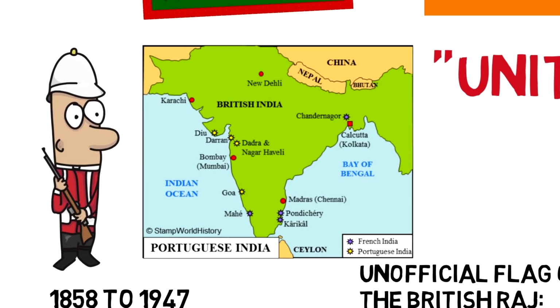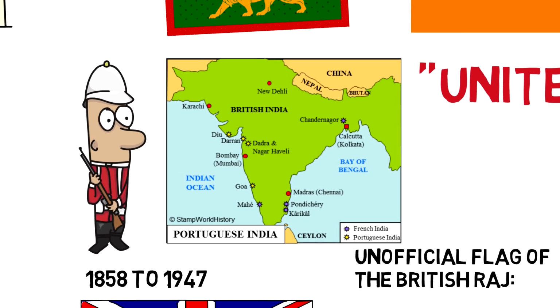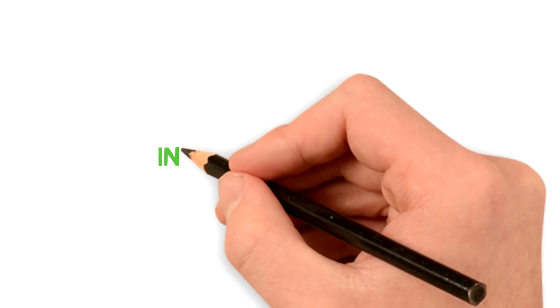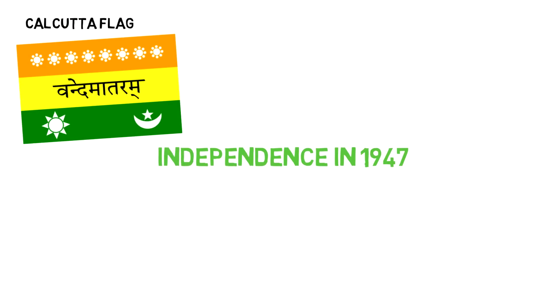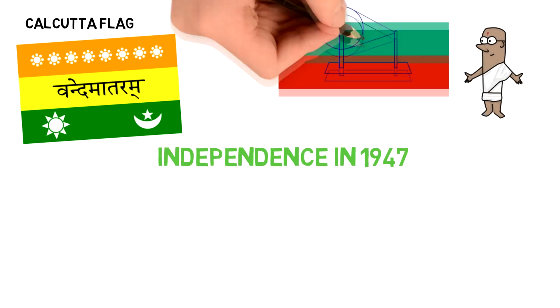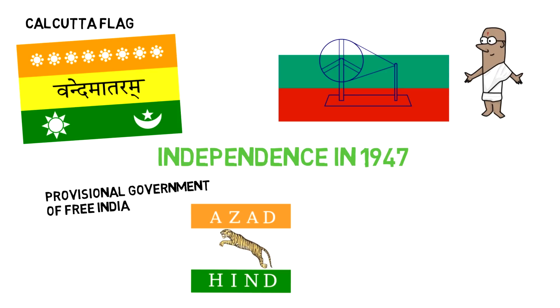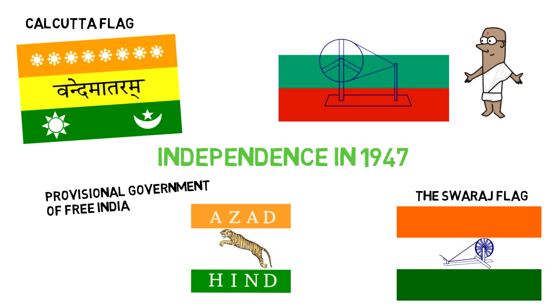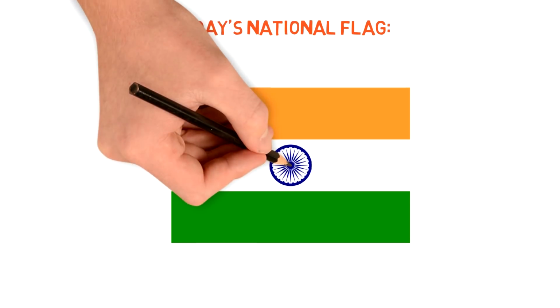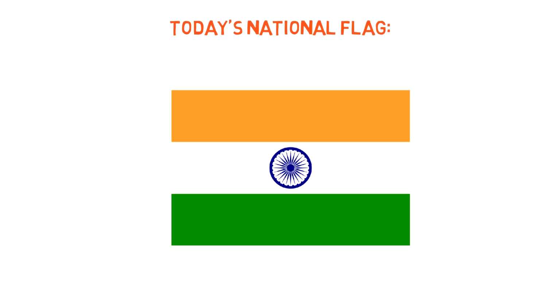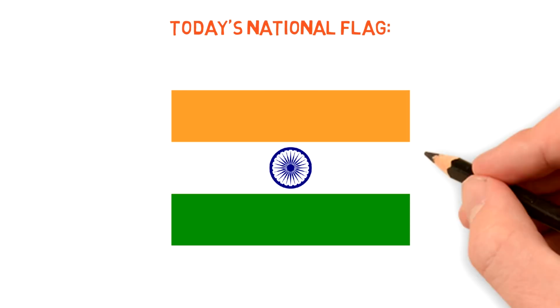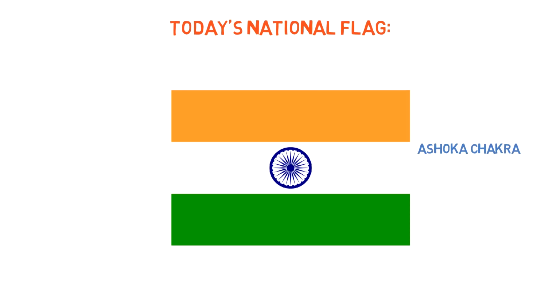Now, India became independent in 1947, but up to that point, the independence movement used a lot of different flags, from the Calcutta flag, Gandhi's flag, and the flag of the Provisional Government of Free India. All of these led up to today's national flag. A horizontal tricolor flag, saffron, white, and green. In the center, there's a navy blue wheel with 24 spokes, known as the Ashoka Chakra.